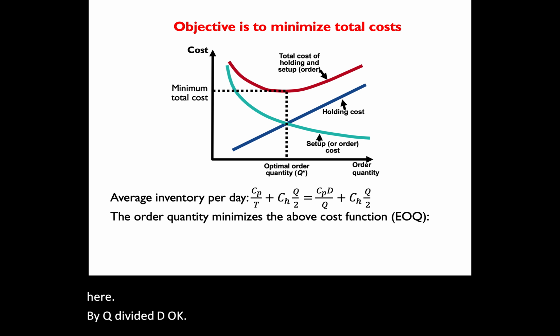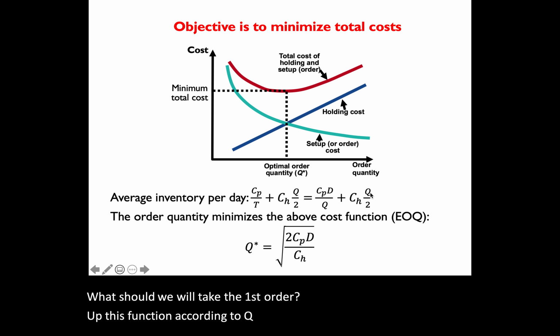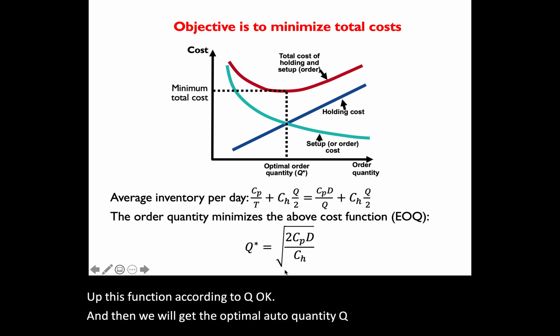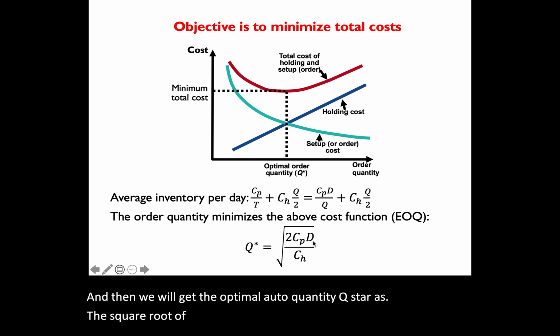Okay, and in order to calculate the optimal total cost, what should we do? We will take the first derivative of this function with respect to Q. Okay, and then we will get the optimal order quantity Q star as the square root of 2 CP D divided by CH.